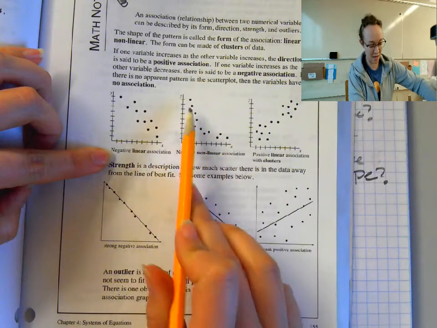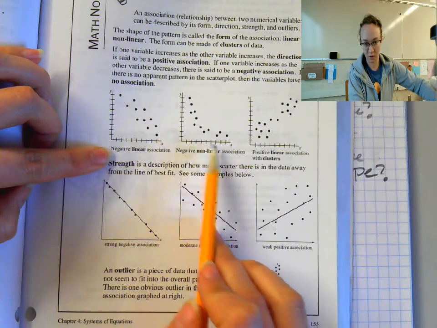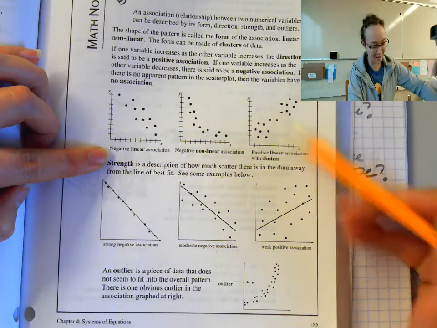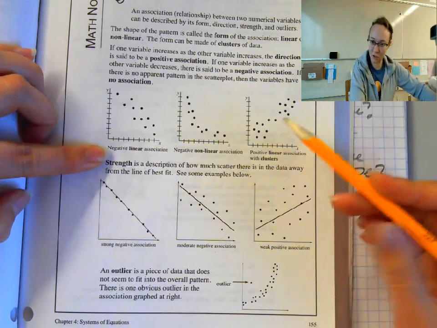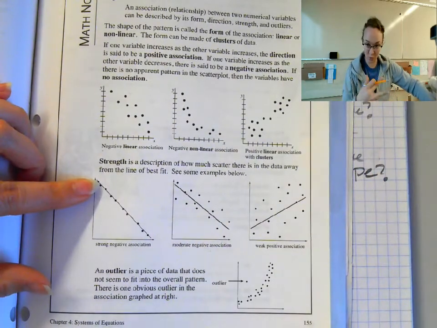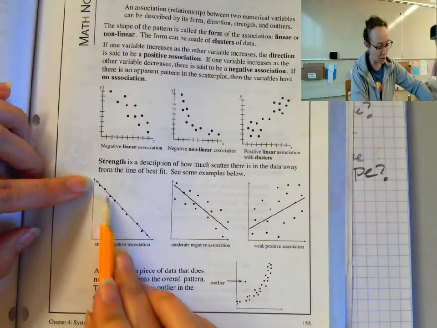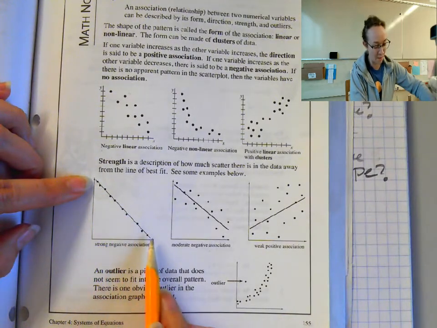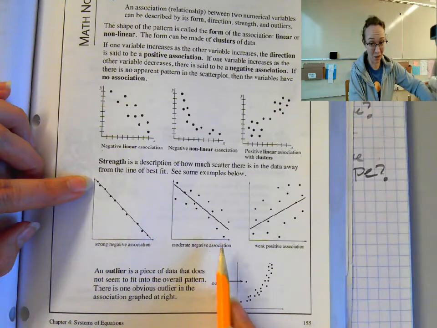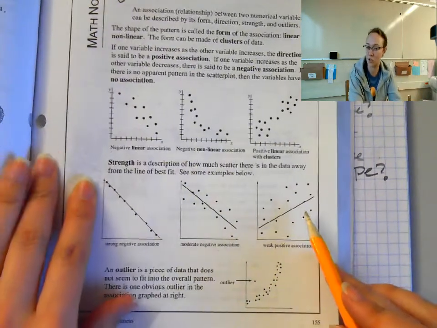This is also a negative association, but this one is nonlinear because it has a clear curve. This one is a positive association. They've also added in that it has clusters. I didn't make us write that term down. And then strength is just how well the data would fit a model, right? So a strong association, all the points are really close to the line. Moderate, they're a little bit scattered. This is still pretty good. And then weak would be, it's very hard to tell that there's an association at all.